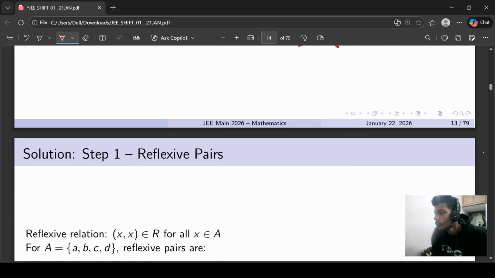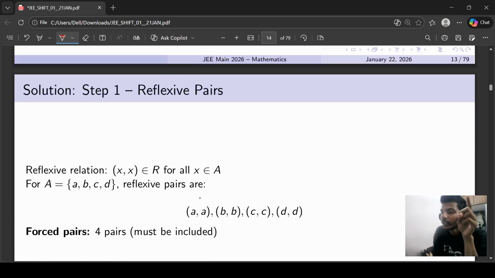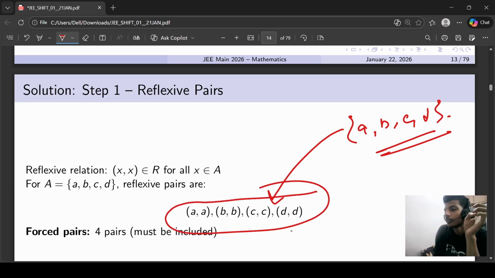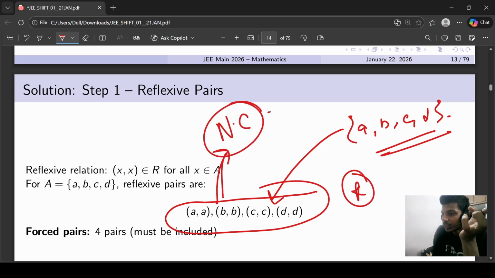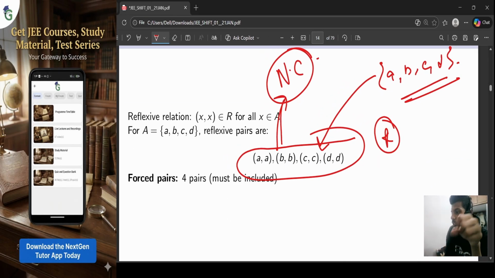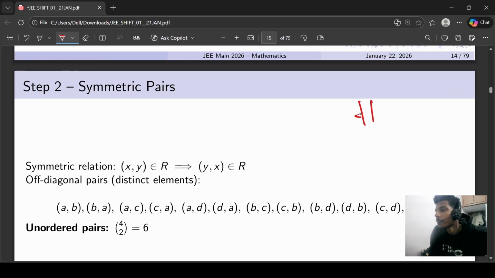So the first thing is, if a relation is reflexive, always keep one thing in mind: the set is A. For this set to be reflexive, all these ordered pairs are to be there in that relation, then only it can be reflexive. It is a necessary condition. Remember this, it is a necessary condition. They should all be there to be reflexive. And now they are asking me to find the number of relations.